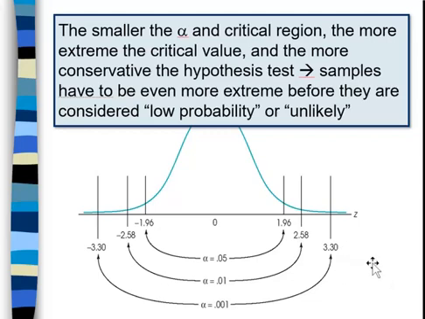And what that means is any sample that would be considered low probability or unlikely would have to be greater than plus 3.30 or less than negative 3.30. So the more conservative your alpha is, the larger the z statistic that you actually compute needs to be in order to say there's a difference between your sample mean and your population mean.